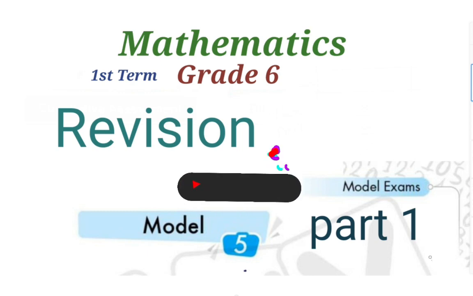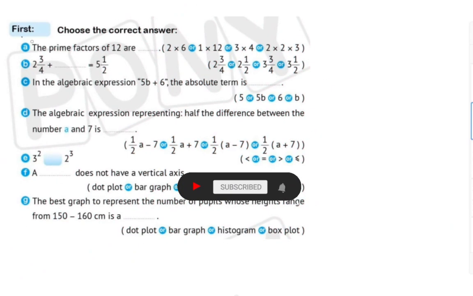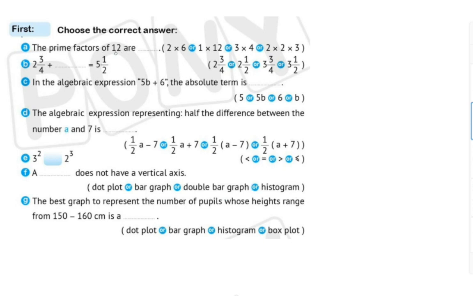Model number 5. This is part number 1. First question, choose the correct answer. Point A, the prime factors of 12. He asked us about the prime factor.